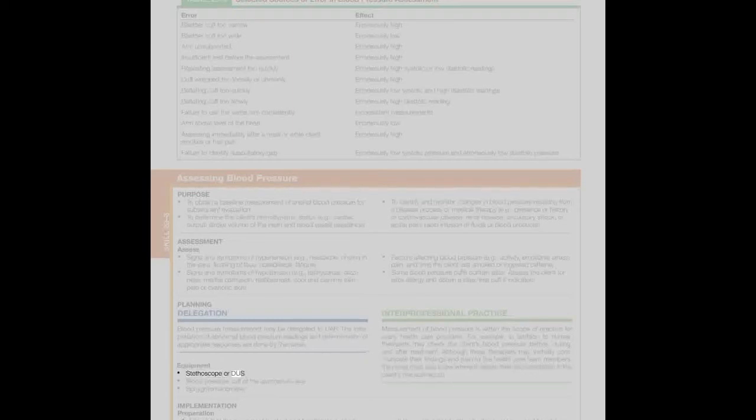Equipment: stethoscope or Doppler ultrasound stethoscope, blood pressure cuff of the appropriate size, sphygmomanometer. Implementation, preparation: 1. Ensure that the equipment is intact and functioning properly. Check for leaks in the tubing between the cuff and the sphygmomanometer. 2. Make sure that the client has not smoked or ingested caffeine within 30 minutes prior to measurement. Rationale: smoking constricts blood vessels, and caffeine increases the pulse rate. Both of these cause a temporary increase in blood pressure.